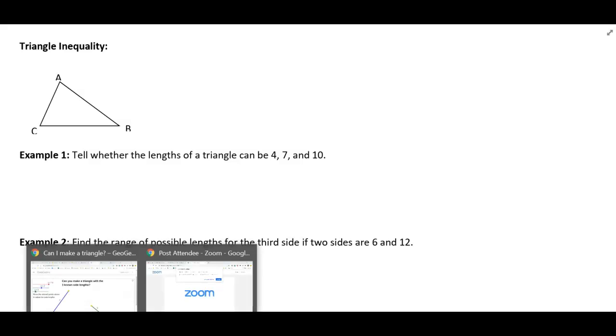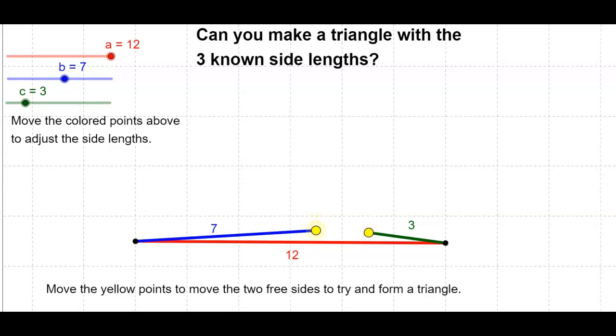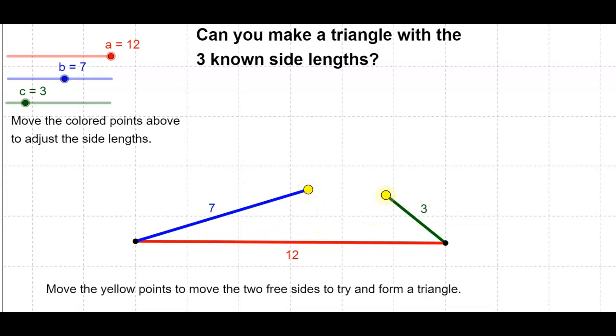So we're going to take a look at some pictures here. If you look at this picture, I have sides of 7, 3, and 12. And the question is, can I make a triangle? I can drag these yellow dots here, and we can see that that's not quite long enough. So in this particular problem, we would not be able to make a triangle. The sides of 7 and 3 just can't make a triangle when the third side is 12.